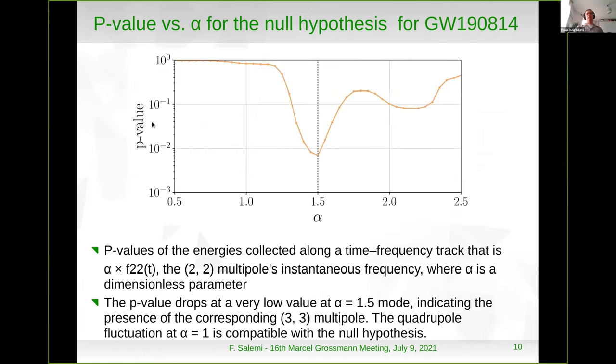And that's a very similar plot. This is the one obtained from the public posteriors. And you see that the probability has a nice drop exactly at 1.5, which corresponds to the 3-3 mode. And the other dips are more consistent with one sigma or two sigma errors. So it is not as clear-cut as this. This is a 7 times 10^-3 p value.